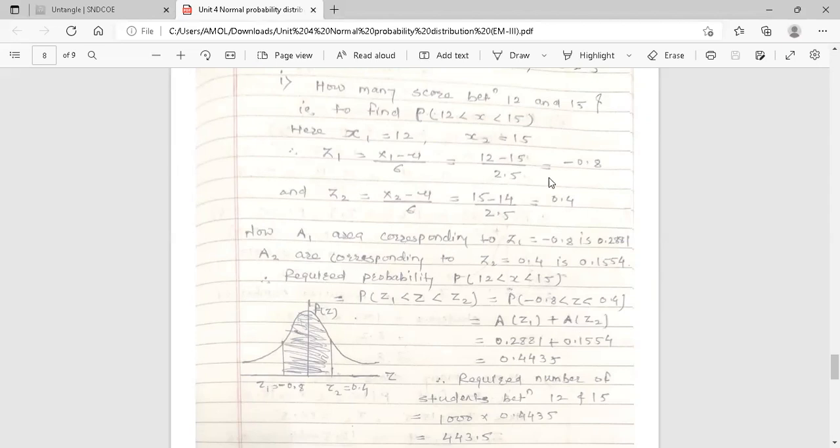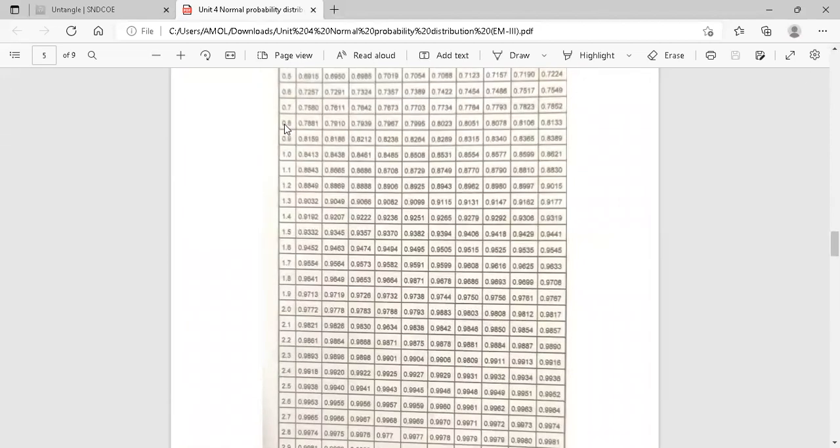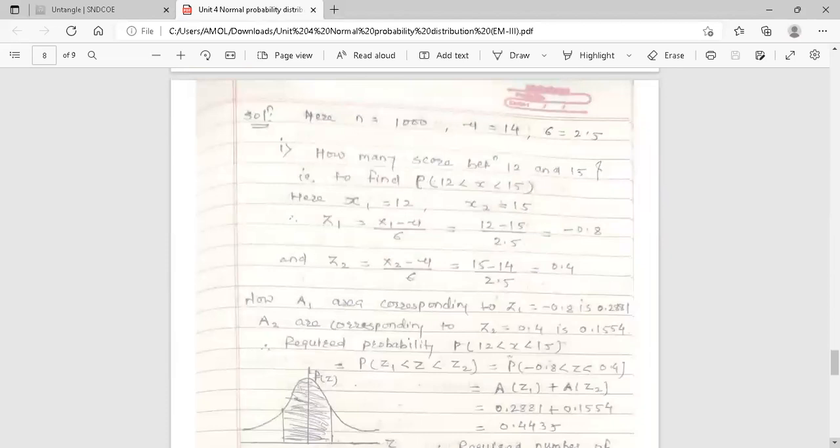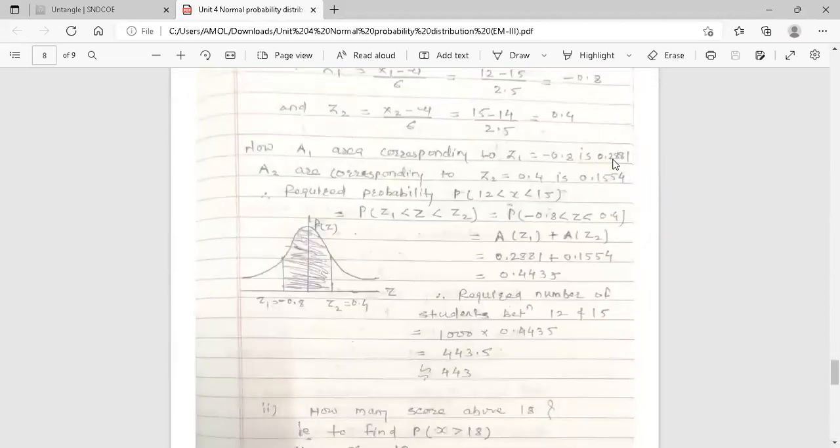What is z1? z1 is minus 0.8. So you find the area for 0.8 from the normal distribution table. In the first column you see 0.8, with the value 0.7881, and you subtract 0.5 from this value. Subtract 0.5, and so you will get the area 0.2881. Then A2 is the area corresponding to z2.